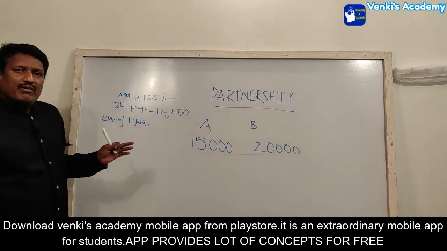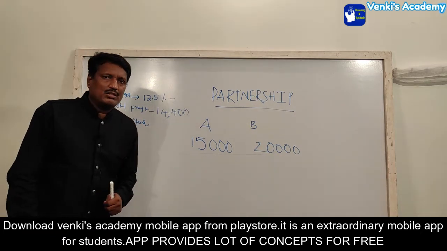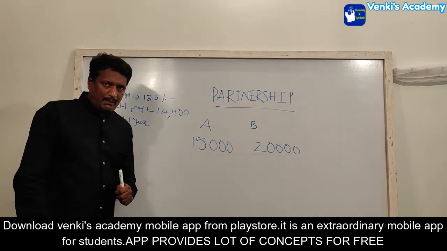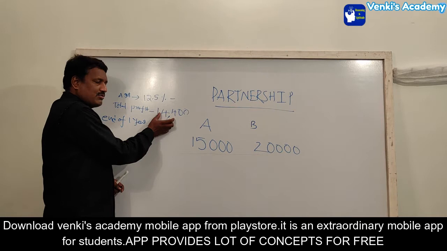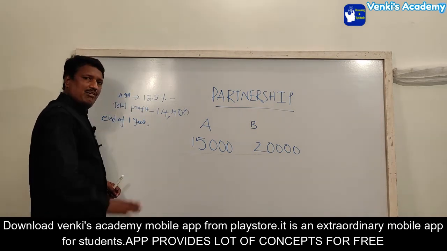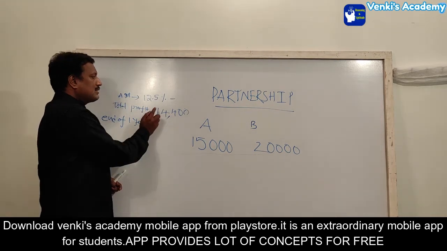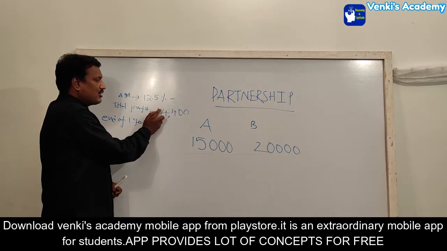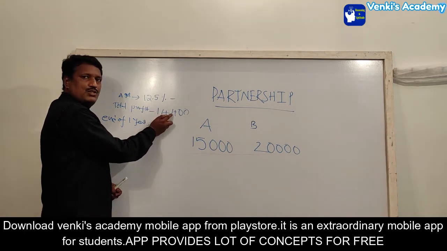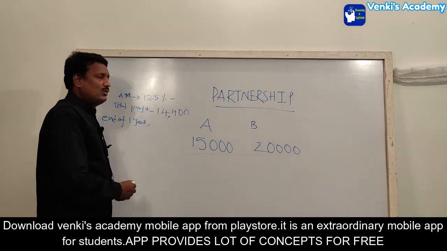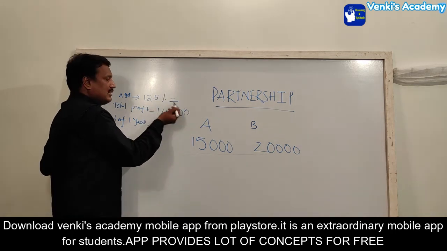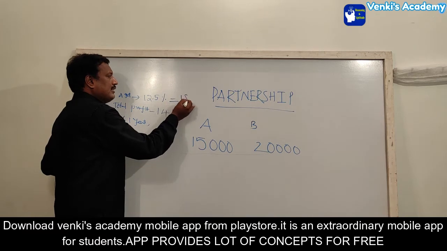Or else, if you want to find the 12.5%, we just have to divide by 8 only. So simply, if you divide this value by 8, we can get the 12.5% value. 8 ones are 8, 8 sixes are 48, 8 eights are 64, so 1800. So this 12.5% amount in this 100% is 1800.